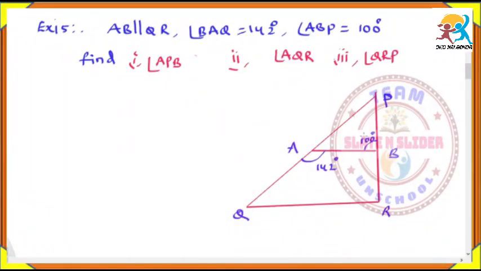Let us discuss example 15. AB parallel QR. Just observe the figure. In this figure, AB is parallel to QR and the angles have been given. We have to find angle APB, angle AQR and angle QRP. Angle APB, where is it? This angle we have to find out, and angle AQR, this angle, and angle QRP, this angle we have to find. Here we know that AB is parallel to QR, we will write AB parallel QR. Then AQ will be the transversal.